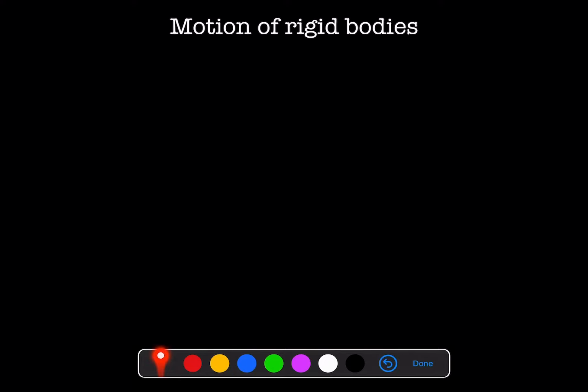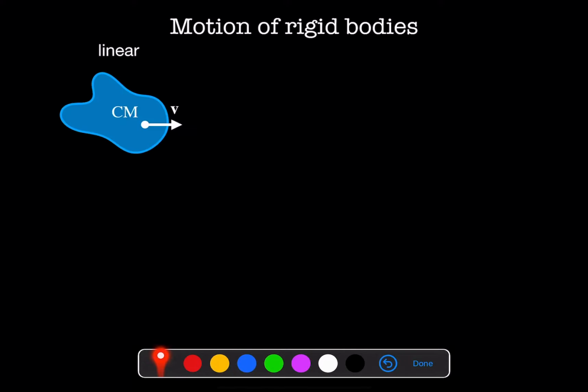Extended bodies can undergo two types of motion: linear motion and rotational motion. In linear motion, we can treat the entire body as if it were a point mass located at the center of mass of the body. The center of mass is defined as R_CM equal to the sum over i of m_i r_i divided by the total mass of the object, if this is an object that's created from a bunch of point masses. Or if it's a continuous body, this is the integral of r dm divided by the total mass.